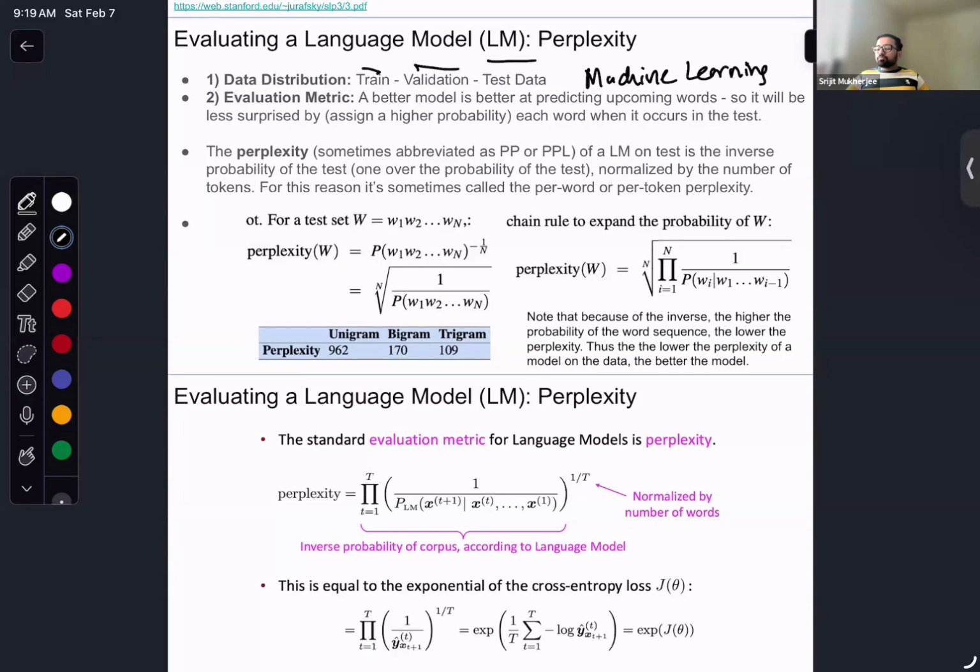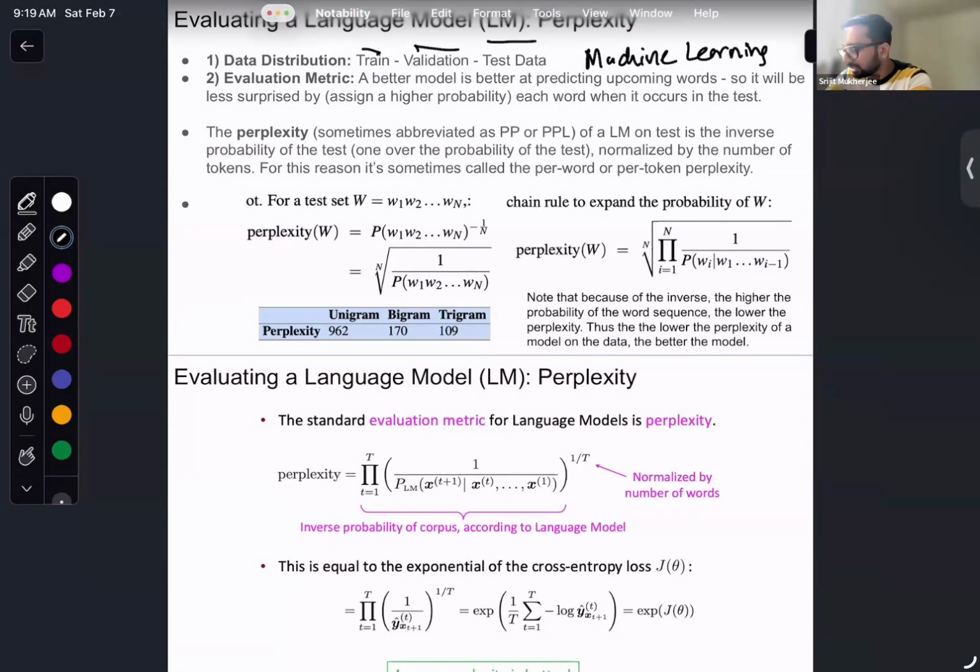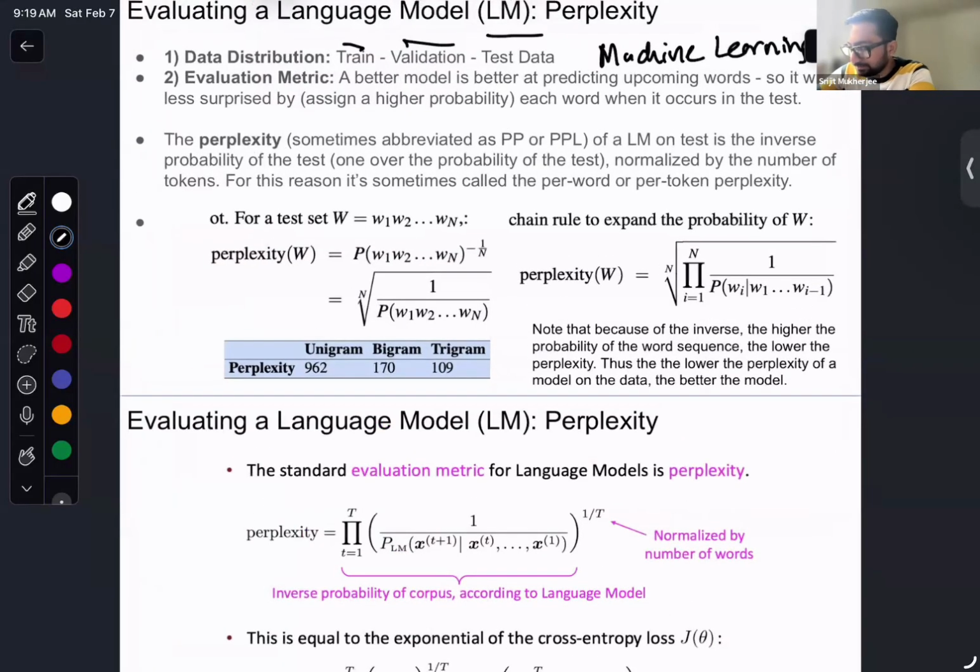Because the number of tokens matter here, and we should focus on that. For example, in this case, we define something called perplexity.